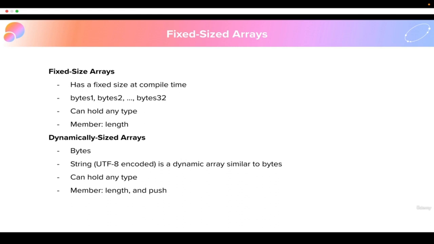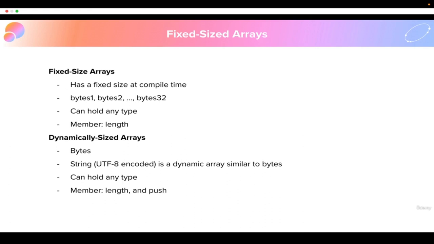Let's look at fixed size arrays first. Array elements can be of any type, including int, address, mapping, struct. The only restriction is that all elements of the array must be of the same type. If you try to access a variable at an index that is equal to or greater than the length of the array, you will get an out-of-bounds error.